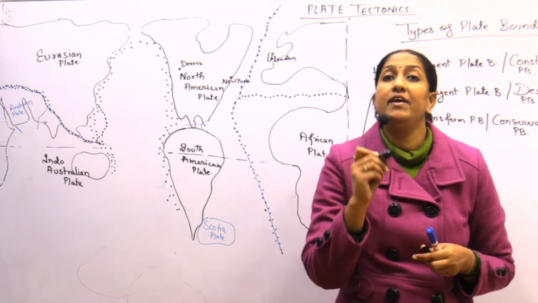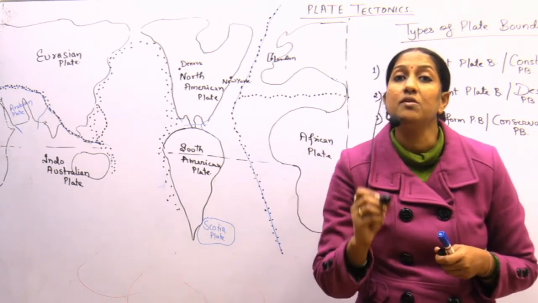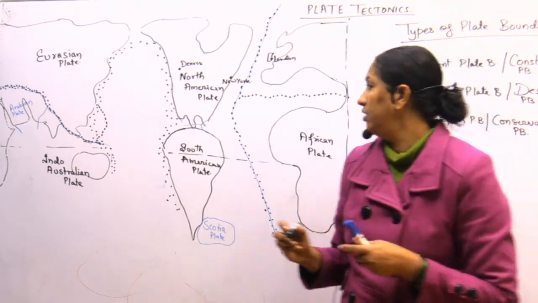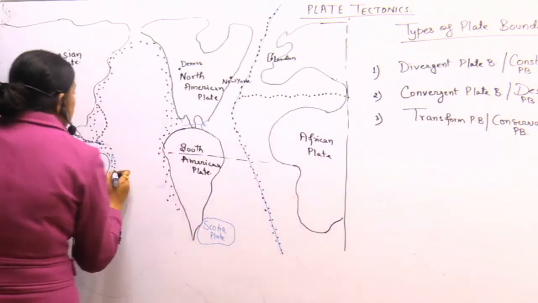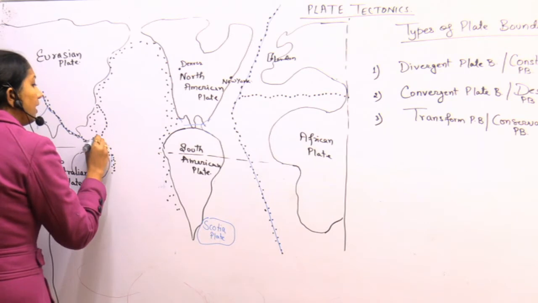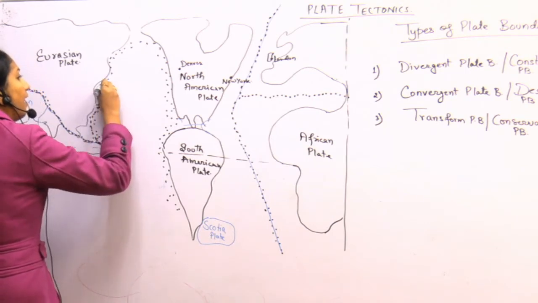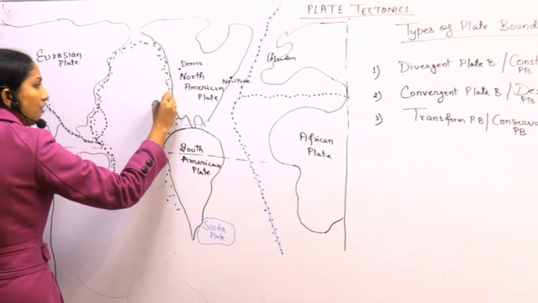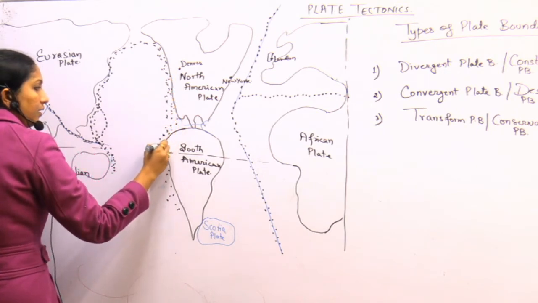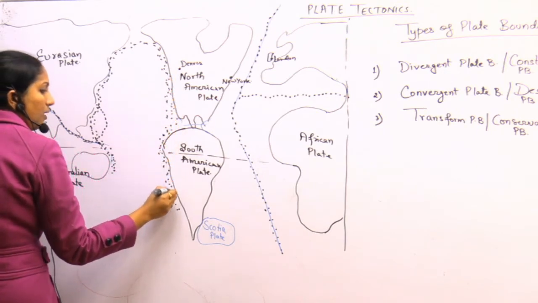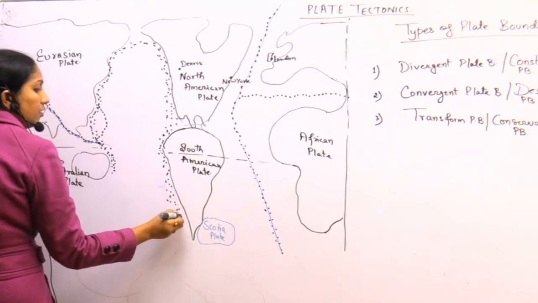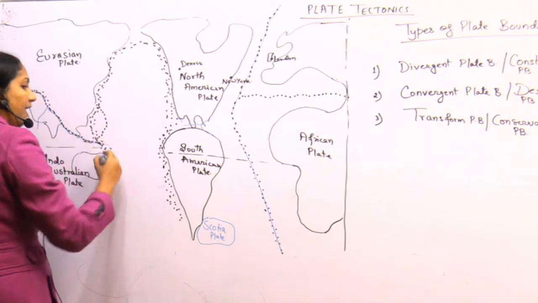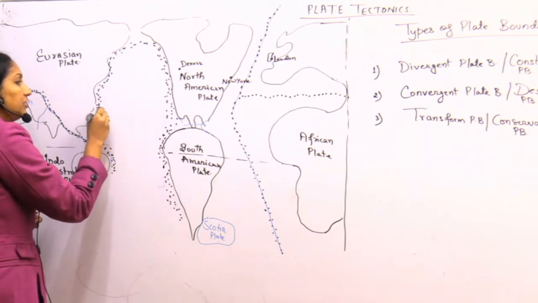Similarly, if we see the distribution of major volcanism throughout the world, again we know that major volcanism occurs around the Pacific Ocean. We call it the ring of fire. Mount Mayon, Mount Fujiyama, Ojos del Salado, all these various volcanic eruptions are in this area.